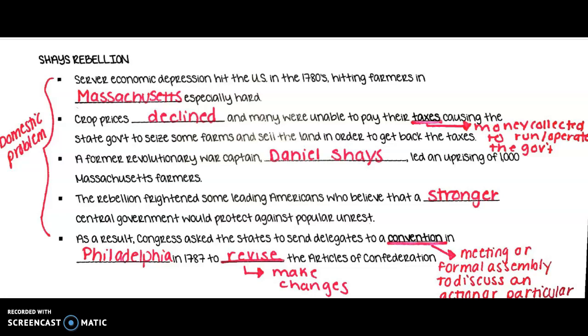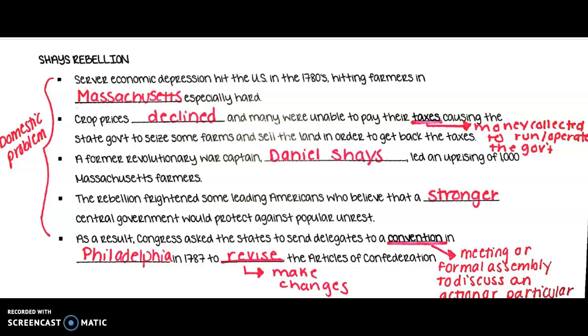causing the state government to seize some farms and sell the land in order to get back the taxes. Now remember, while the national government couldn't tax, state governments could, and there were no real rules or regulations on that. So state governments began to tax, which is that money collected to run and operate the government. And if citizens couldn't pay those taxes, the government would then seize or take their land in order to pay back the taxes. A former Revolutionary War captain, Daniel Shays, led an uprising of 1,000 Massachusetts soldiers.